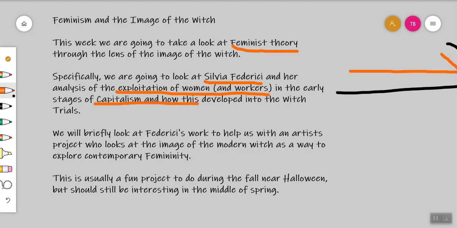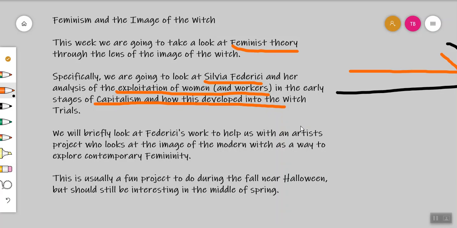Overall, she uses this to explain the witch trials in Europe and the Salem witch trials in the Americas, and she goes into detail as to how these things are deeply connected. In fact, she goes as far as to say that capitalism really couldn't have developed without this intersection with patriarchy and domination of the feminine, women specifically, but broadly the feminine.